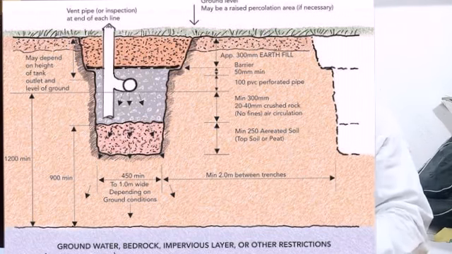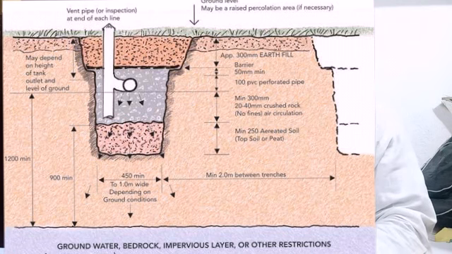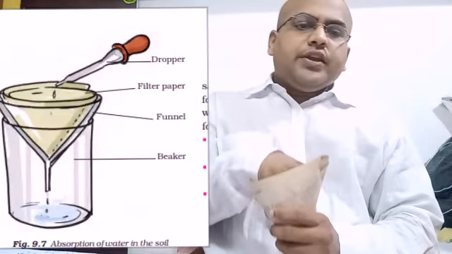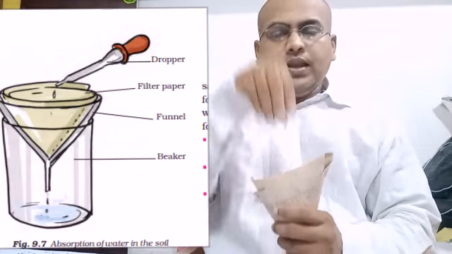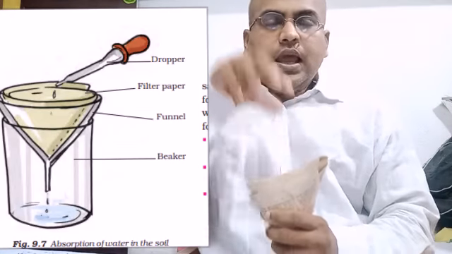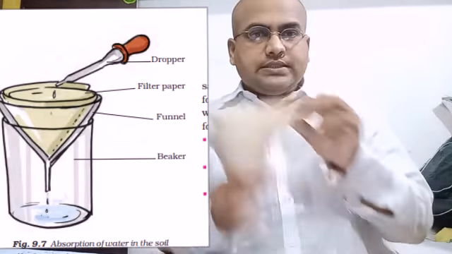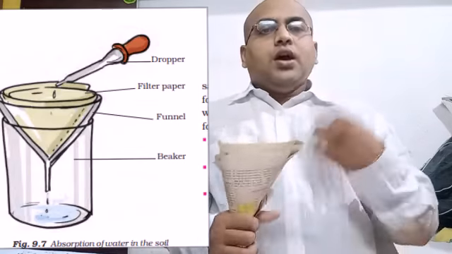And in this funnel, what we need to do? We need to put some soil. 50 gram of dry powdered soil we need to put here. After doing this, what we need to do?